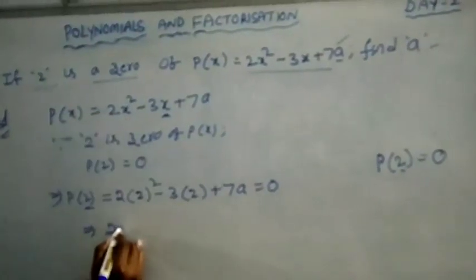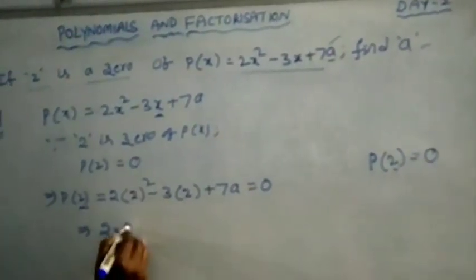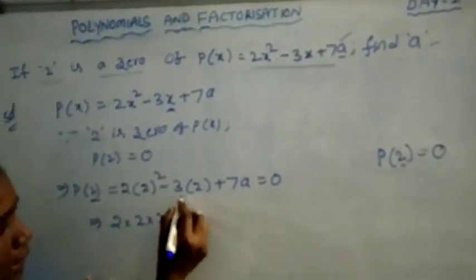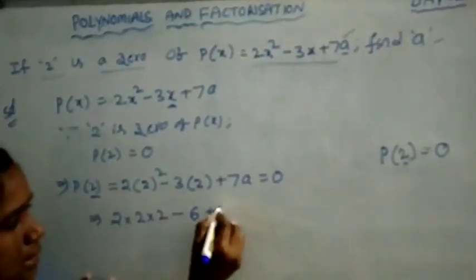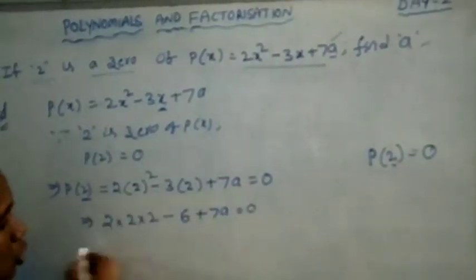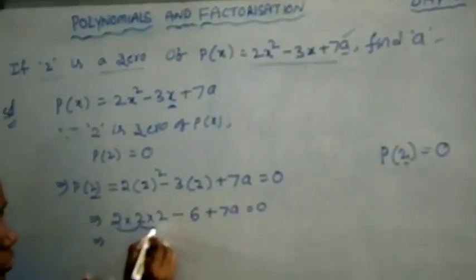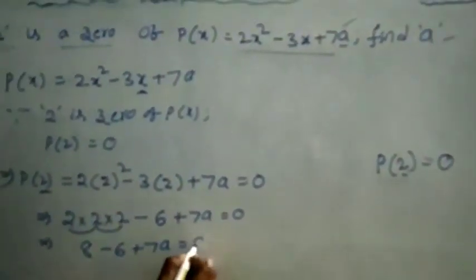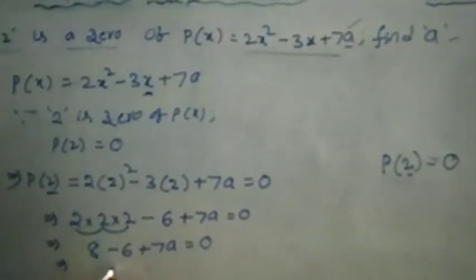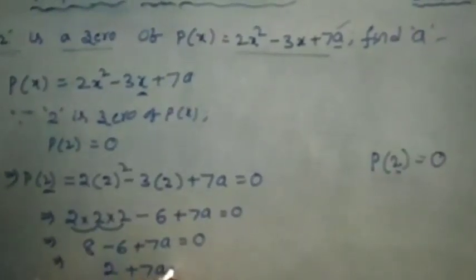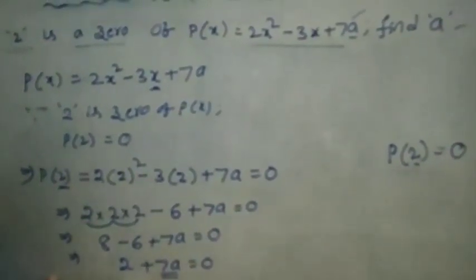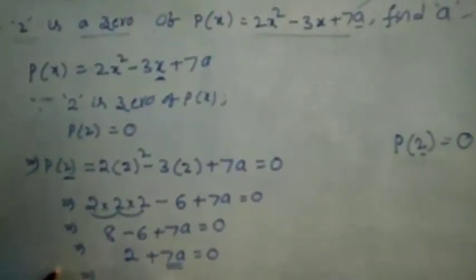2 into 2 square. 2 square means 2 is multiplied 2 times. Minus 3 into 2, 3 twos are 6, plus 7a is equal to 0. 2 twos are 4, 4 twos are 8, minus 6 plus 7a is equal to 0. 8 minus 6, 2 plus 7a is equal to 0.